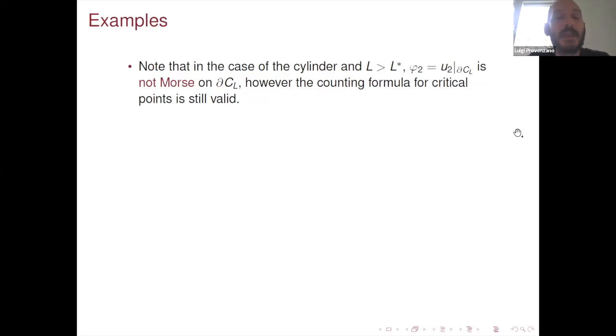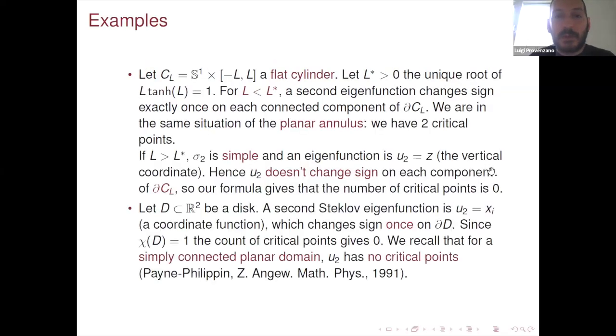Okay, so a few remarks. In the case of the cylinder where L is greater than L star, so when the eigenfunction is constant on each of the two boundary components, this eigenfunction is not Morse on the boundaries. The restriction on the boundary is not a Morse function, it's constant. However, it seems that the counting formula is still valid. But maybe we were lucky.